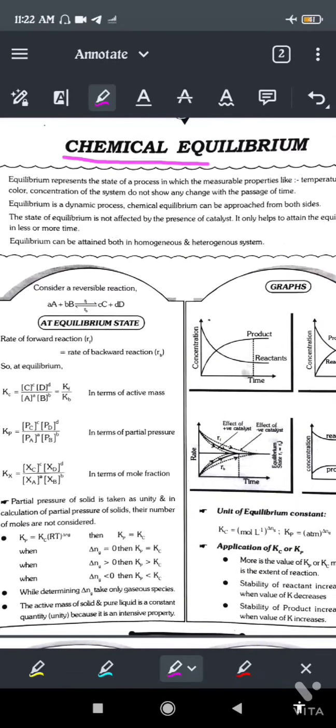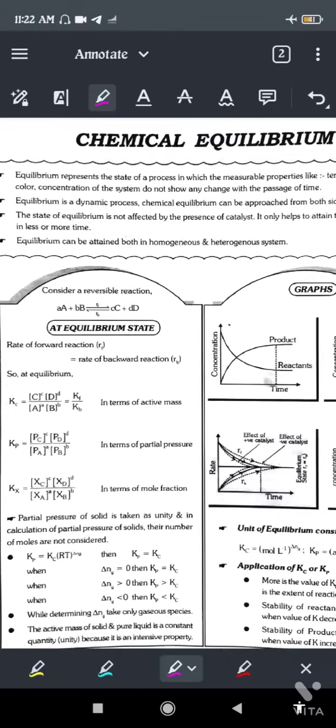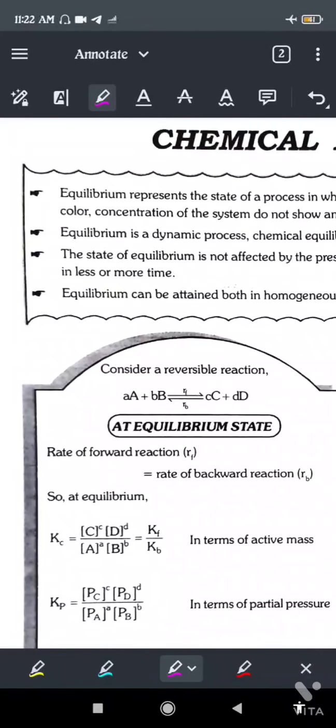Friends, today we are going to discuss the chapter chemical equilibrium, which is a vital chapter in the NEET syllabus. So let's start. I will discuss only the important points for the NEET examination. Please note down this point.